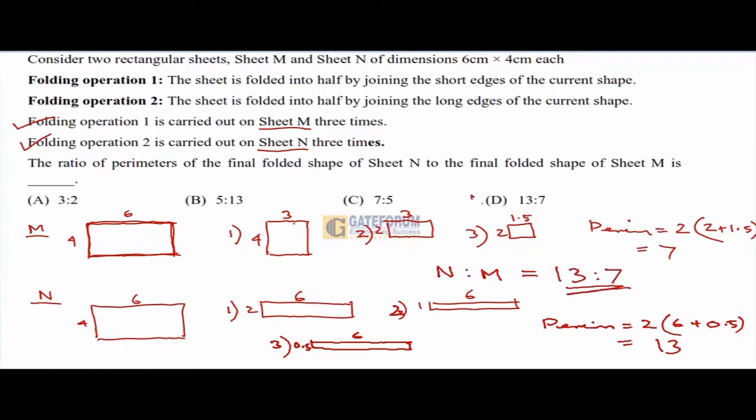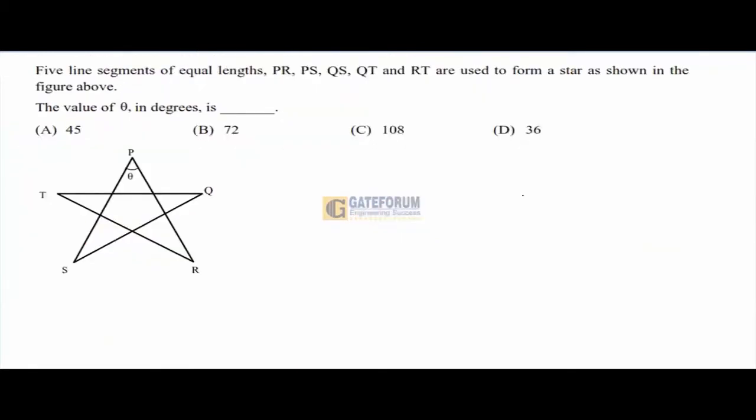And this is the next one. 5 line segments of equal lengths PR, PS, QS, QT and RT are used to form a star as shown in the figure above. They have asked you to find the value of theta in degrees.